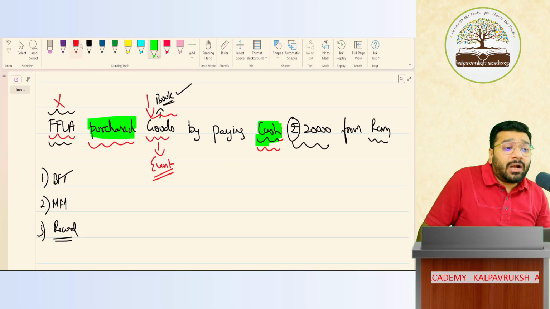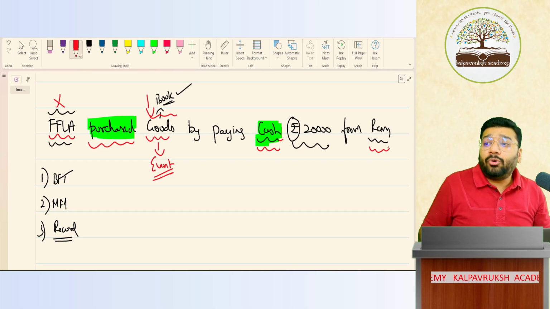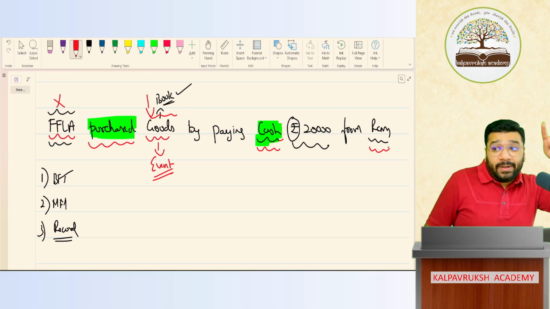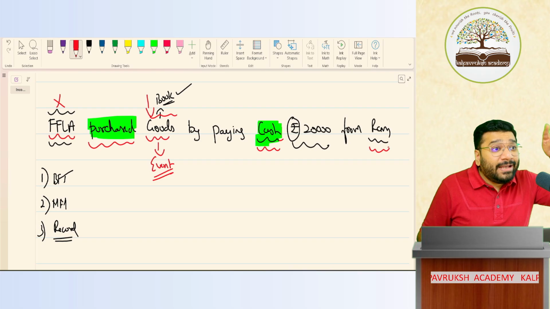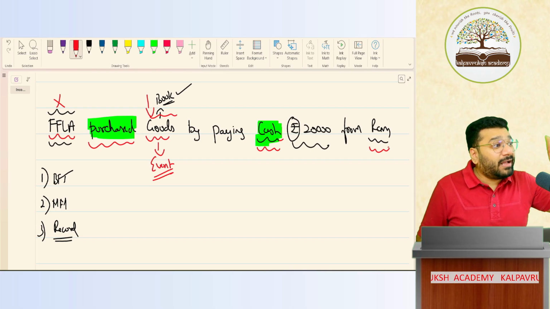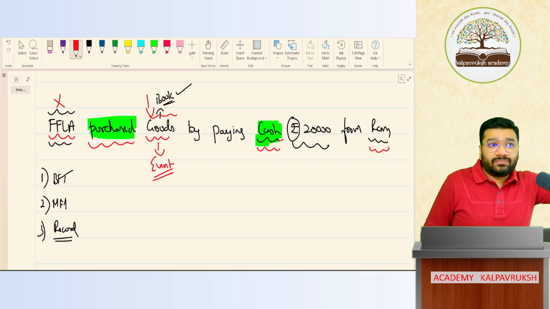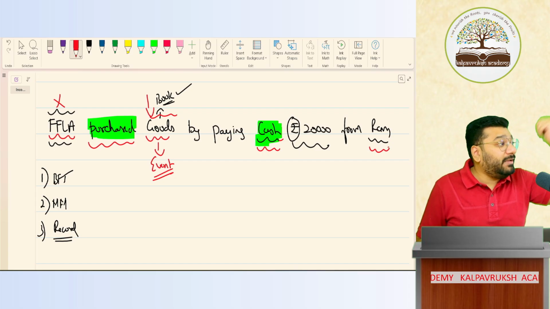Okay. Ram account, do I need to open? I would have opened it had I not made the payment. If I had not paid the money, I have to pay money later. So I need to remember his name to pay the money in future.